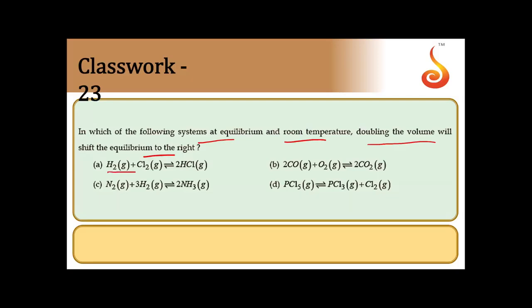Here delta n is equal to 0. Pressure has no effect in this case. Here more number of moles are in the backward direction, so it moves in the backward direction in this case. It moves in forward in this case, because you have more number of moles in the forward direction. So the answer is option D. When volume is increased, pressure gets reduced. When pressure gets reduced, equilibrium moves in a direction where you have more number of moles, and more moles are there in option D. So the answer is option D.